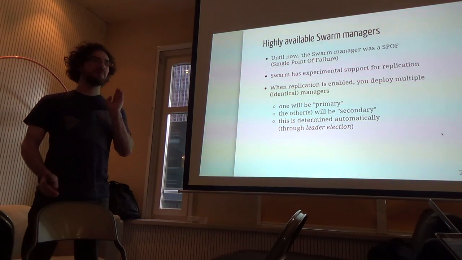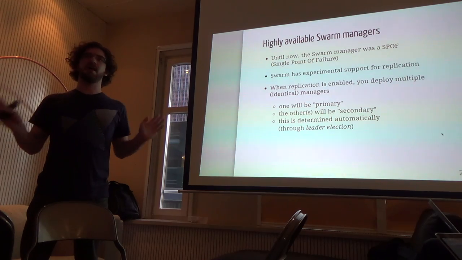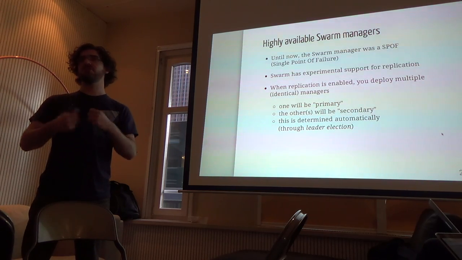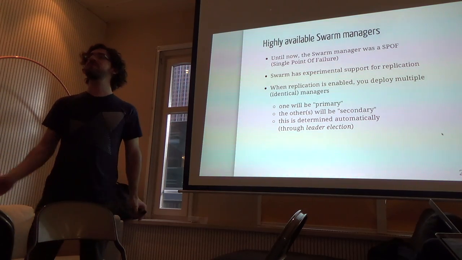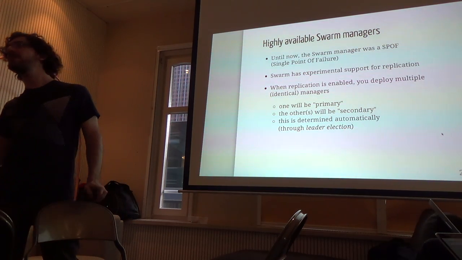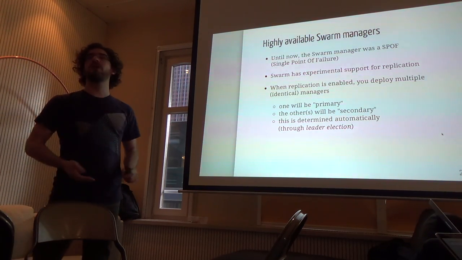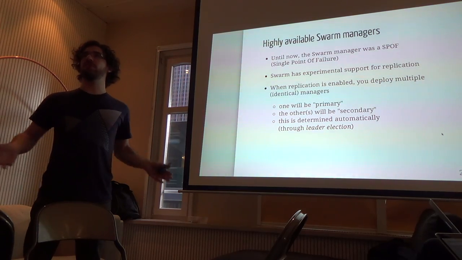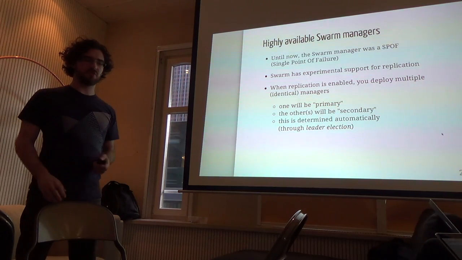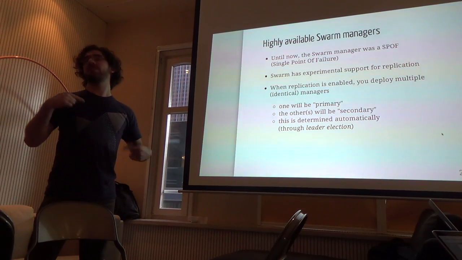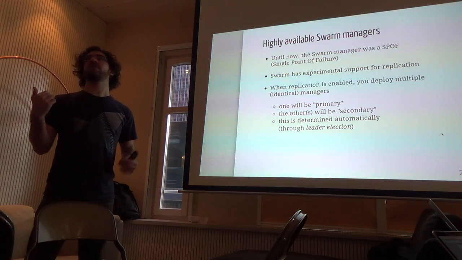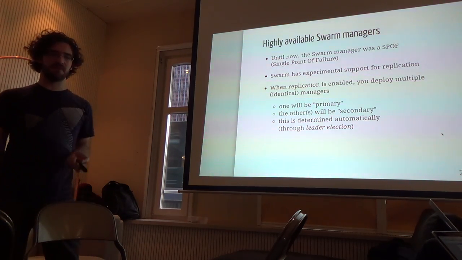If you talk to the primary, it just works as before. So the Swarm manager executes the request. If you talk to a secondary, it will transparently forward you to the primary. It's completely transparent, so for the user, there is nothing special. If the primary goes down, then a leader election is triggered, and another secondary steps up and becomes the new leader.